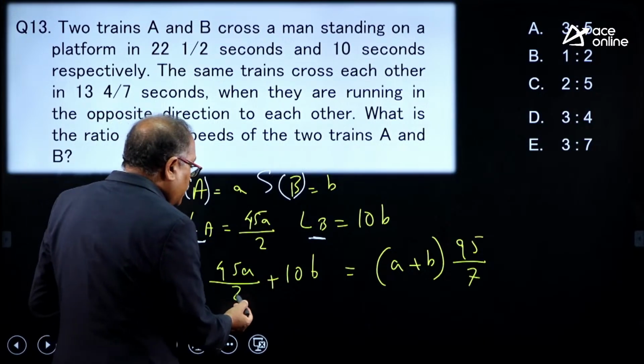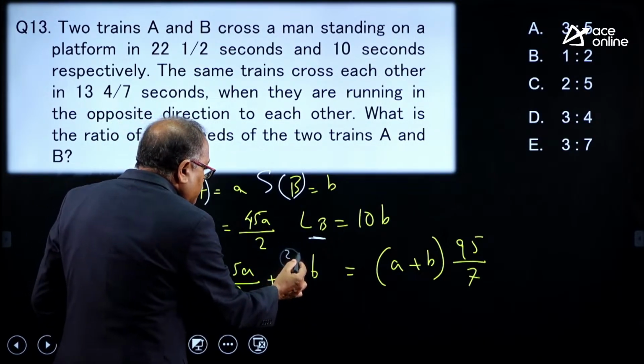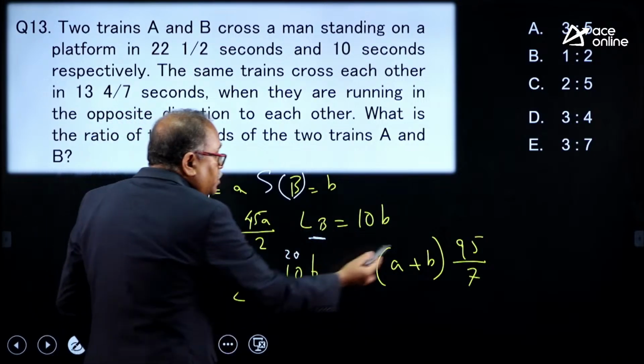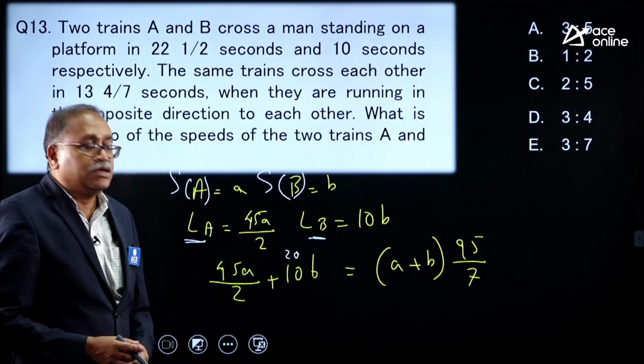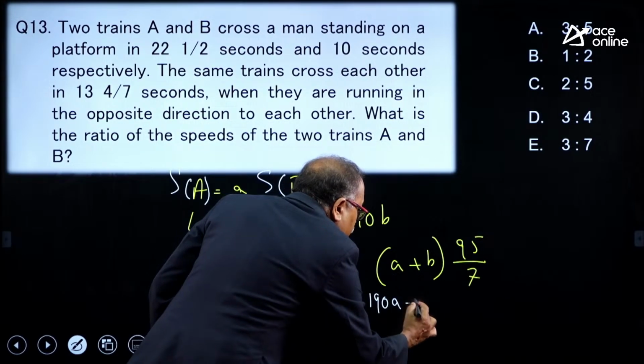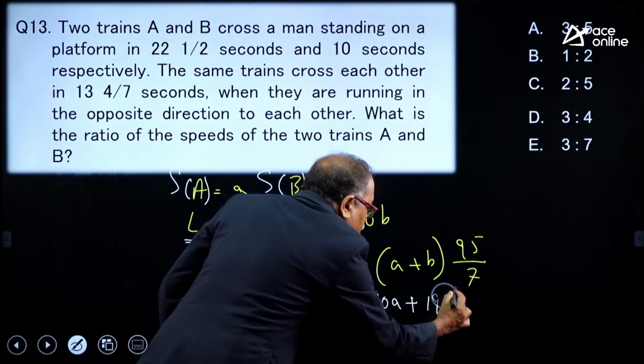Let us cancel this one. What is happening over here? This is 20, this is 20, and 2 will go over there. So that is 2 into 95, that comes to 190. So 190A plus 190B.